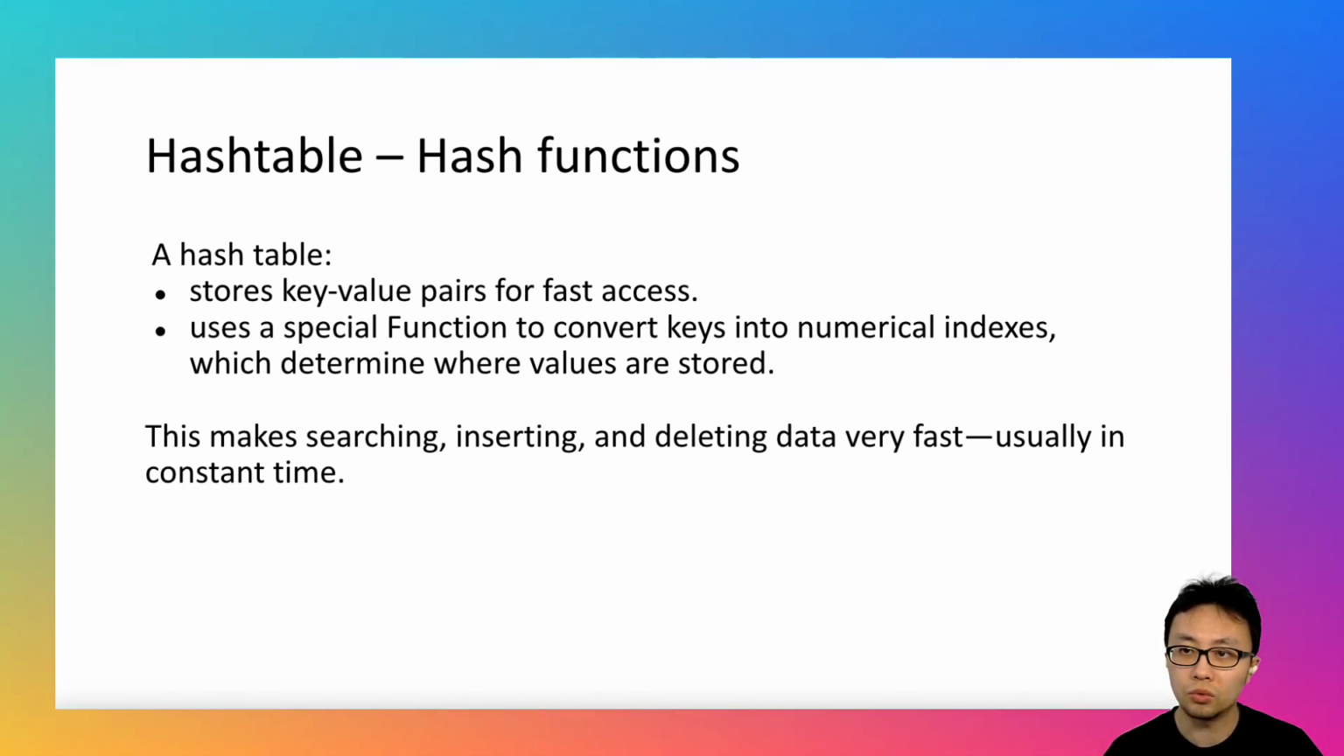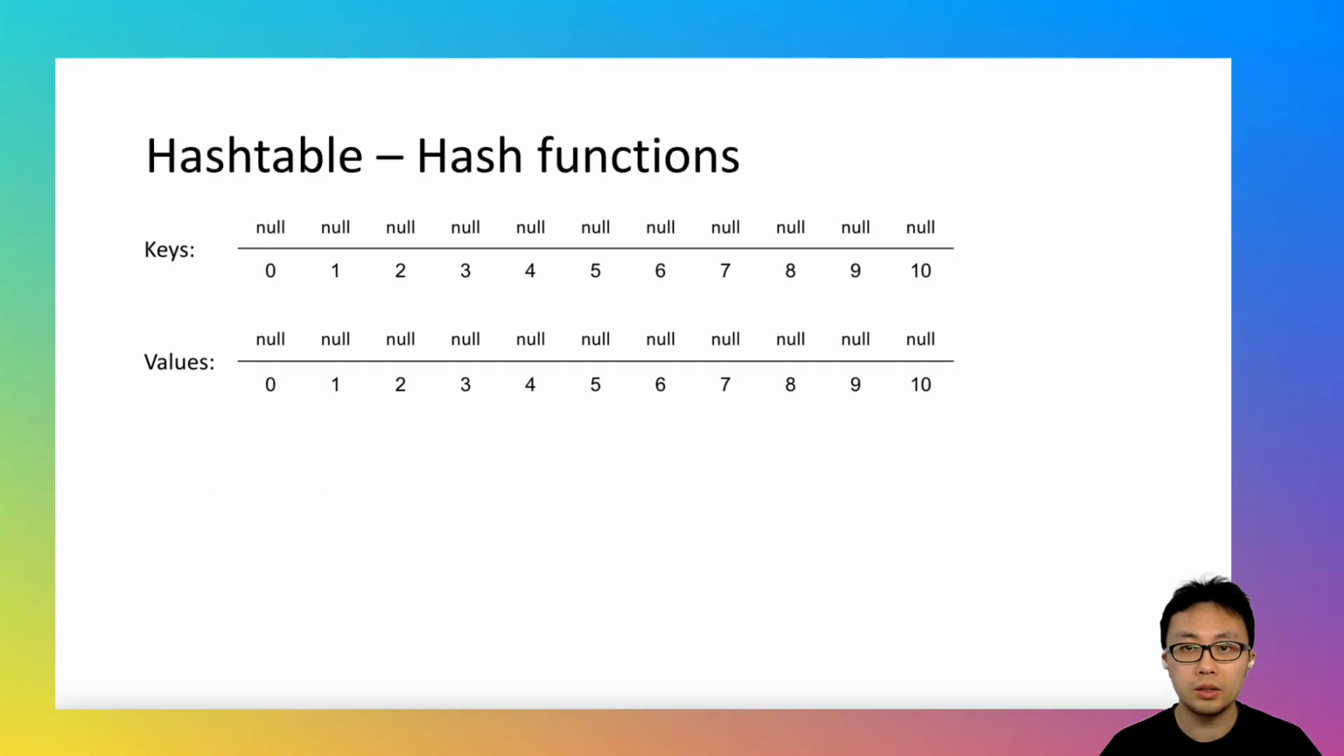Let's use an example to help you understand what a hash table is and how hash functions work. As you can see on the screen, this is the setup of a hash table. It is composed of two arrays. The first array is used to store the keys, while the other is used to store the values. The indexes of the two arrays correspond to each other. For example, index 1 in the array representing keys corresponds to index 1 in the array representing values.